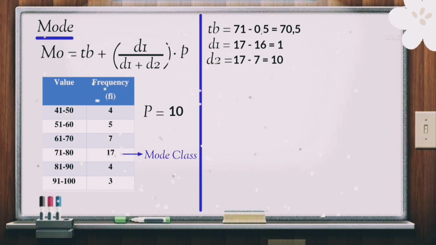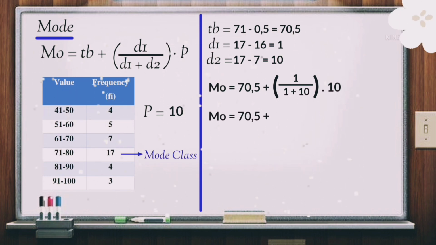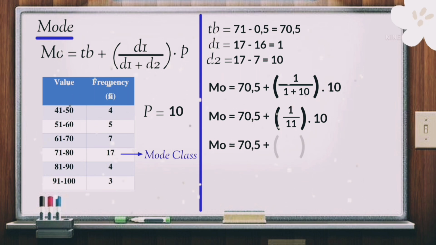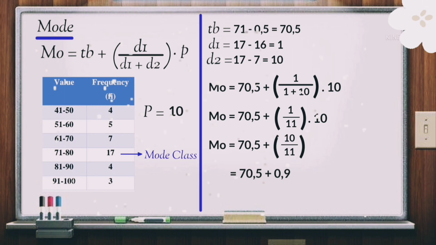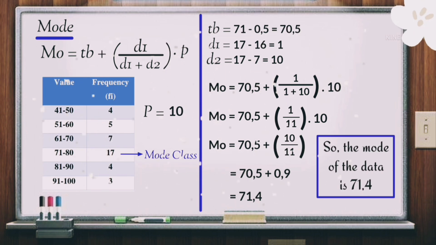Next, we substitute into the formula. Mode equals 70.5 plus 1 divided by 1 plus 10 times 10 equals 70.5 plus 1 divided by 11 times 10. Then we get 70.5 plus 10 over 11 equals 70.5 plus 0.9 equals 71.4. So, the mode of the data is 71.4.